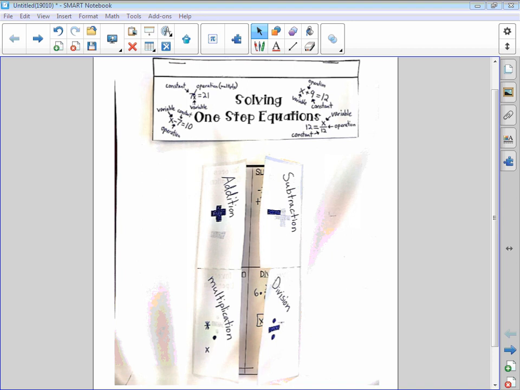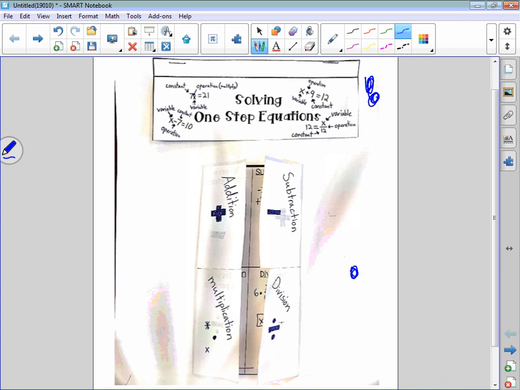What I want you to do before we get started, you have two parts. You have a part that looks like this, and a part that looks like this. I need you to glue this part to the top of your page, and this one right below it. And then I need you to fold along those dotted lines, so that you can put the words addition, subtraction, multiplication, and division onto those parts. So go ahead and glue that on, pause the video, and glue this top part on.